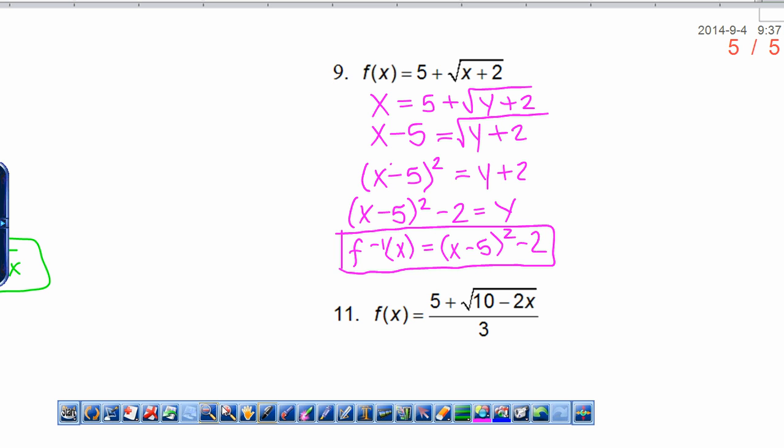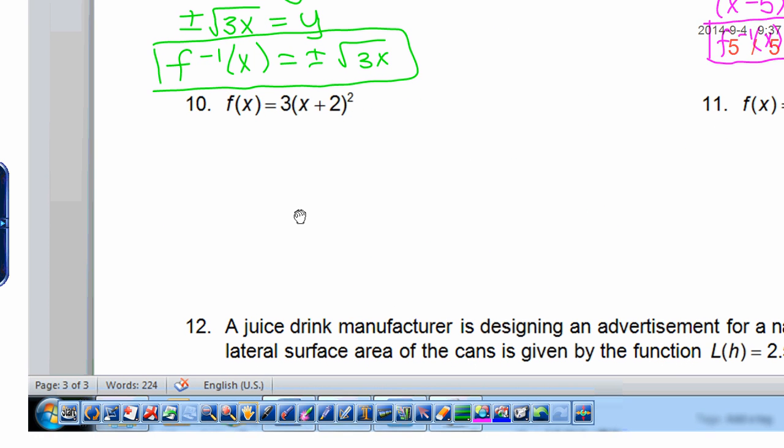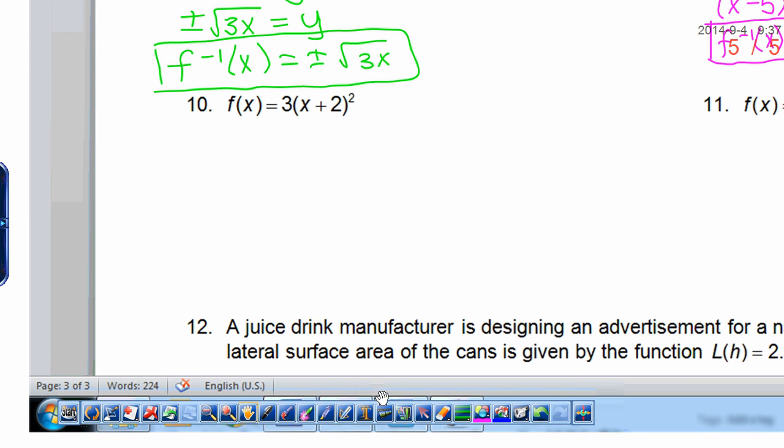All right, let's look at 10. Switch my x and my y. So it becomes x equals 3 times y plus 2 squared. All right, what do I have to do first? Yeah, got to divide by 3 first. You can't take the square root until you've isolated whatever's being squared. So this is going to become x over 3 equals y plus 2 squared.